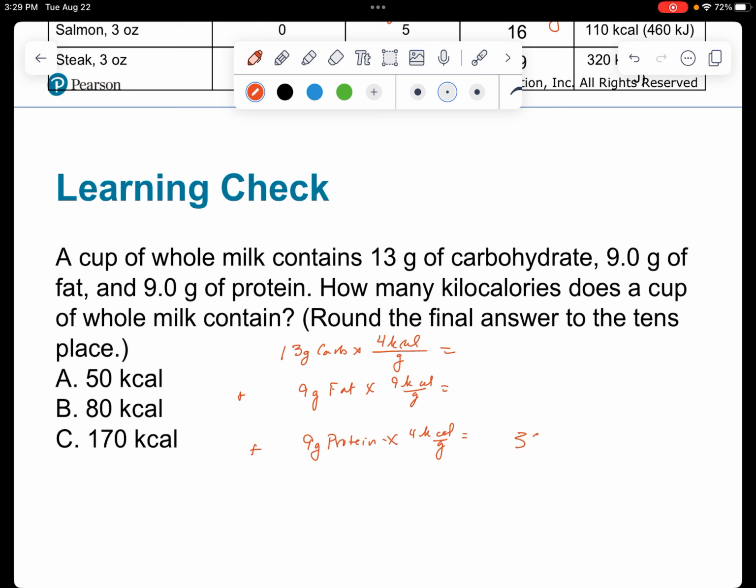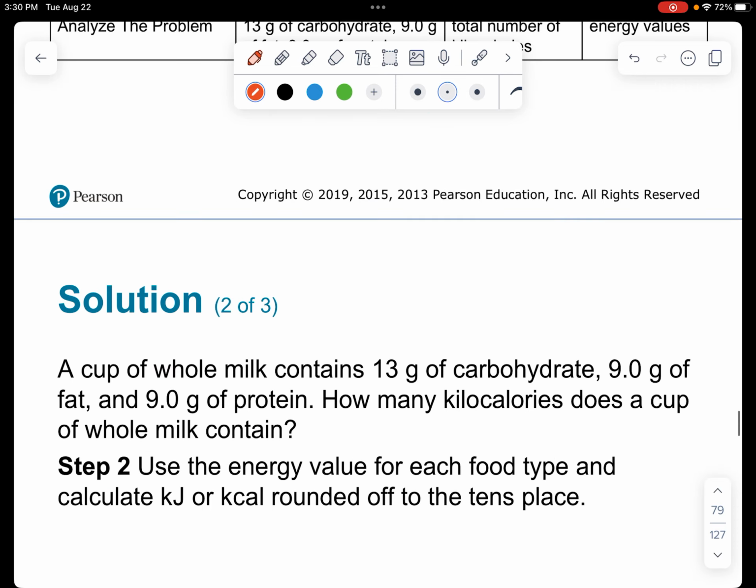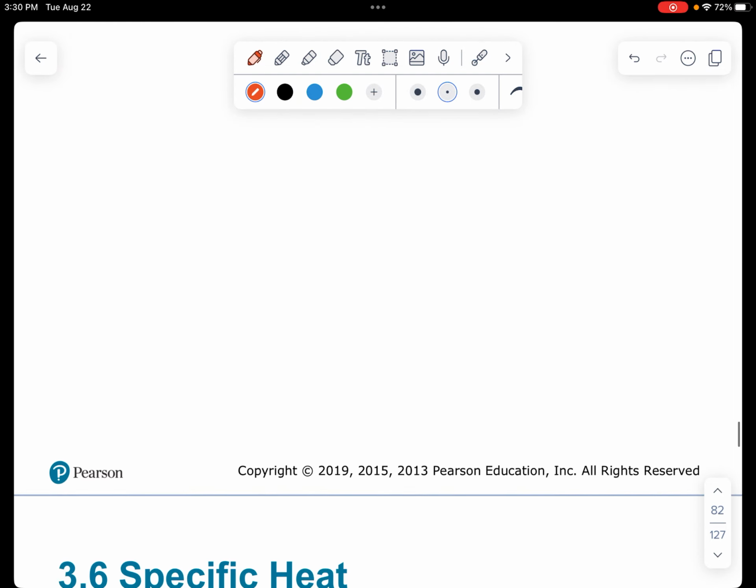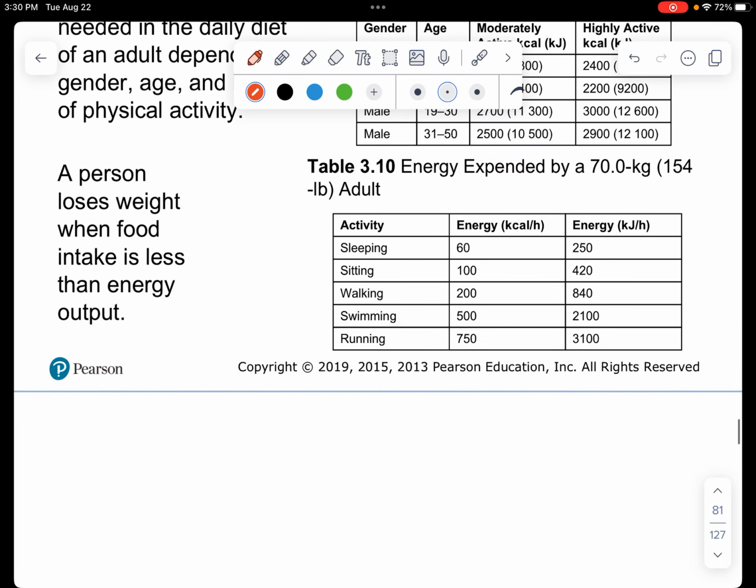So this will be 36. That will be 81. This one will be 52. And so when we add them all up, it should be. And that shows you how to work it out. Oops, where's the answer?